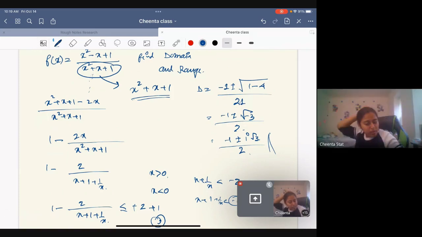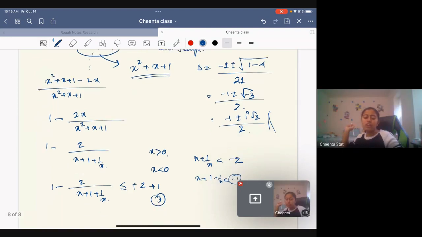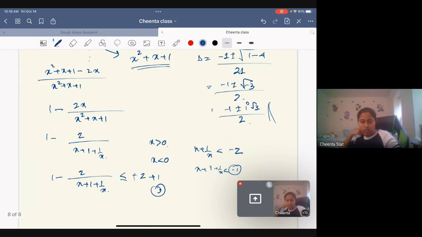And what about the lower bound? We get this x less than 0. If we get x greater than 0, then in the same way we get the lower bound. Okay. And Isha, how did you do?